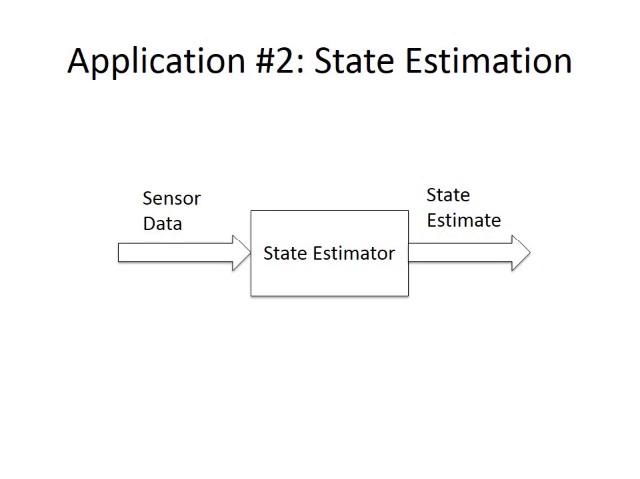Another example is state estimation, really common in control systems, where you have sensor data coming in, and you run algorithms like Kalman filtering and sensor fusion algorithms.